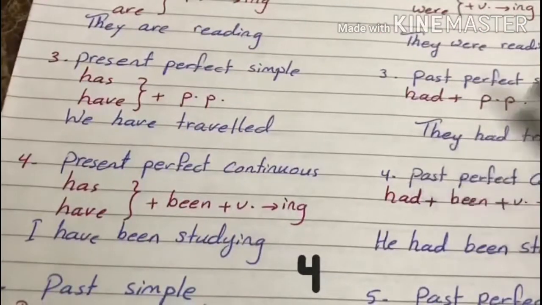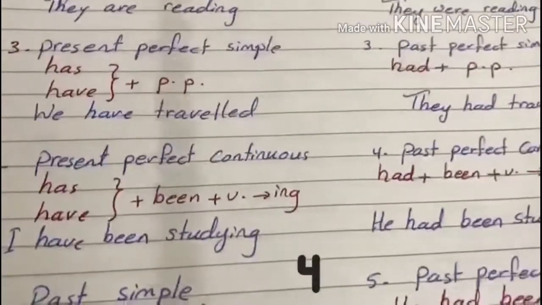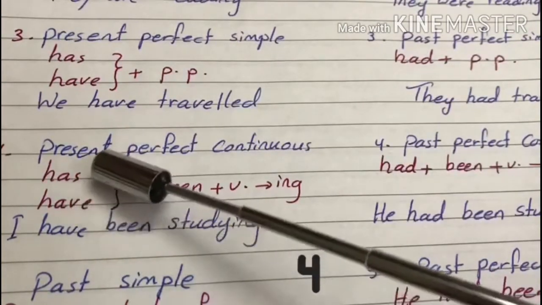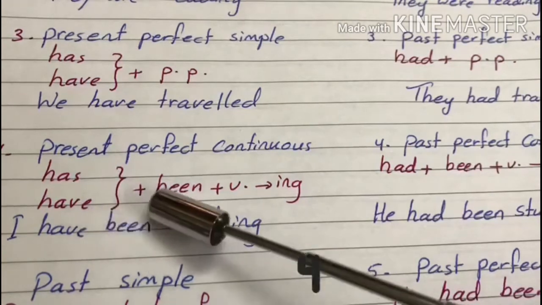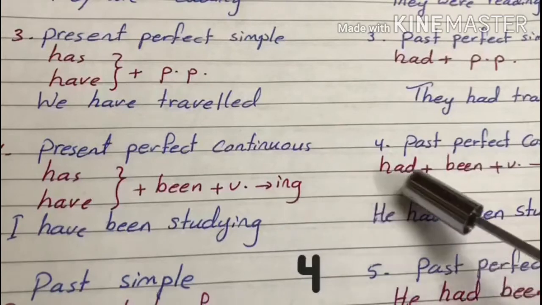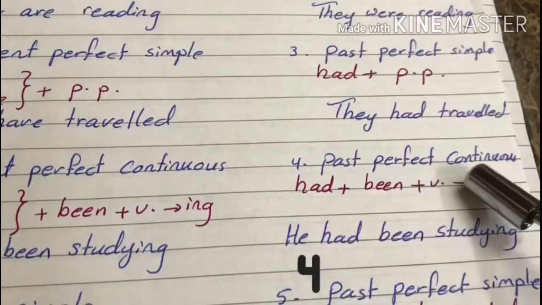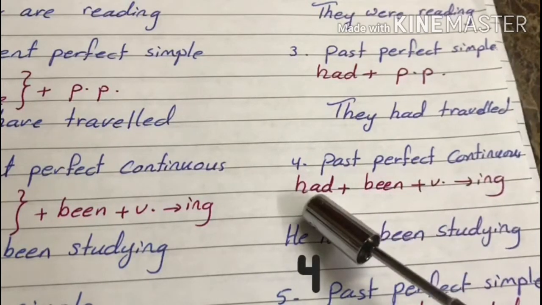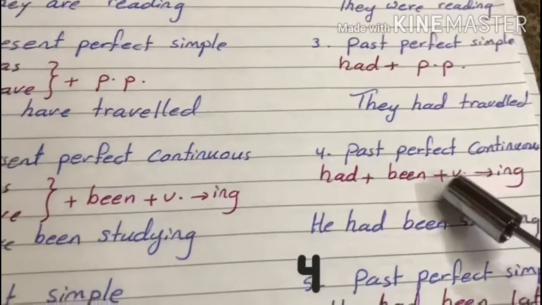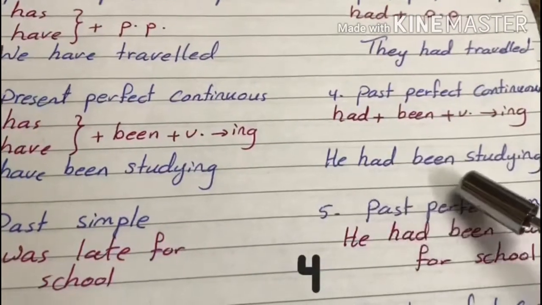Number 4, present perfect continuous, مضارع تام مستمر. The form has or have plus been plus verb plus ing. In the reported speech, it becomes past perfect continuous. The form is had plus been plus verb adding to it ing. Just like we had been studying.